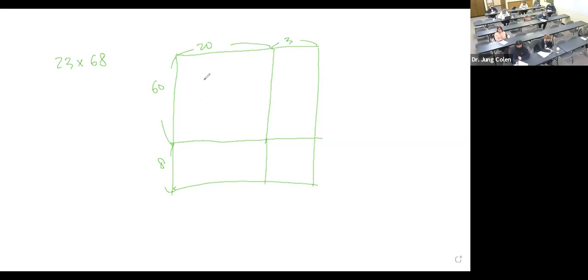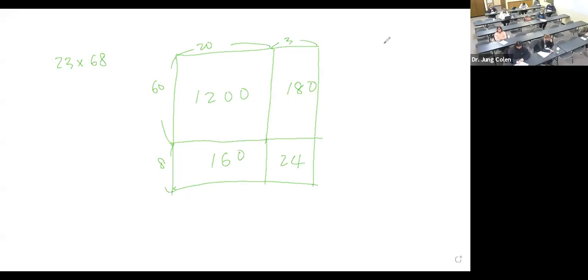So what we have here is what? 20 times 60, 1200. 3 times 60, 180. 20 times 8, because this length here is 20 and that length is 8. 20 times 8 is 160. 8 times 3, 24. And then we can add them together.